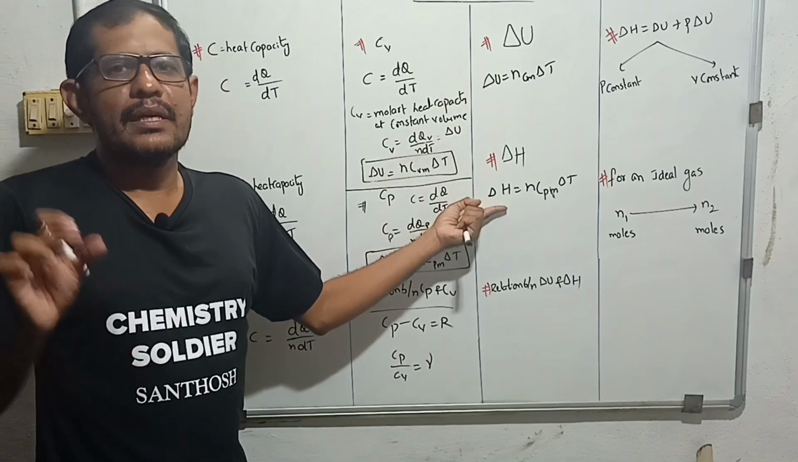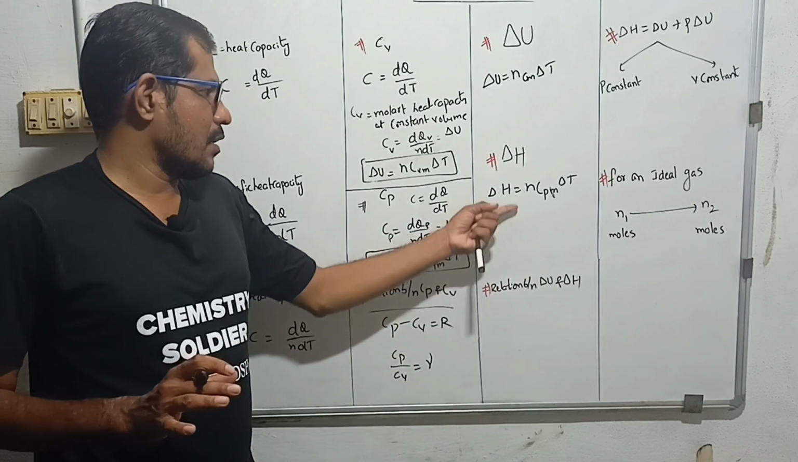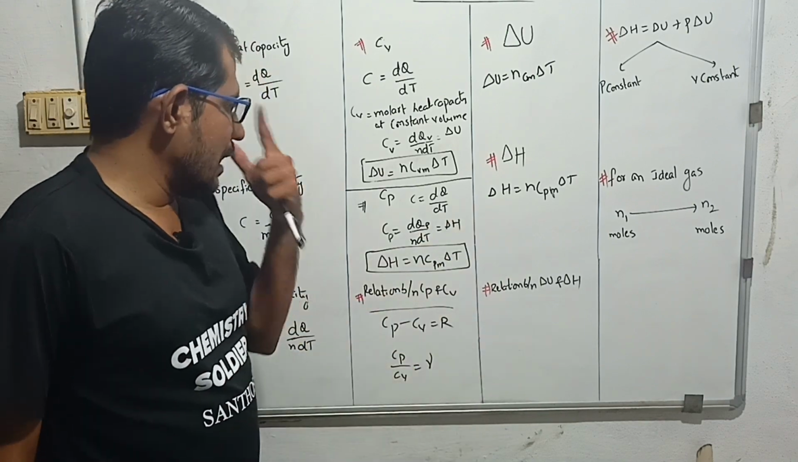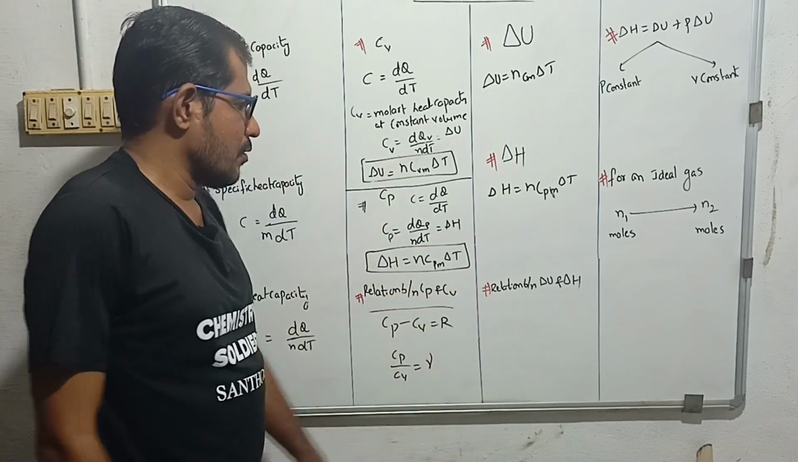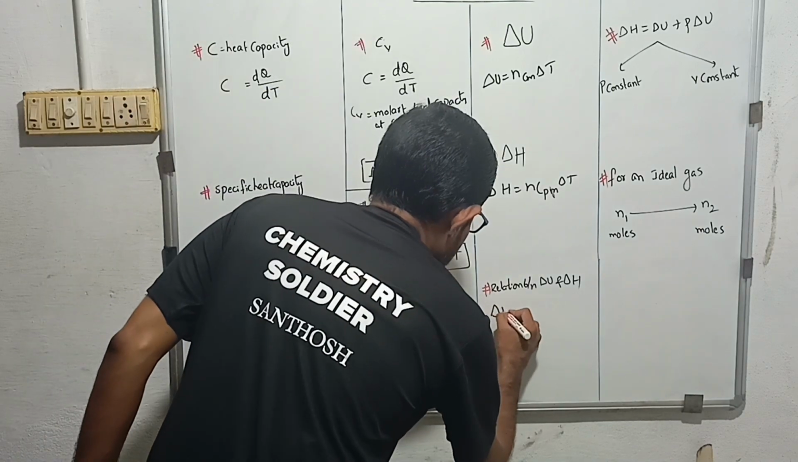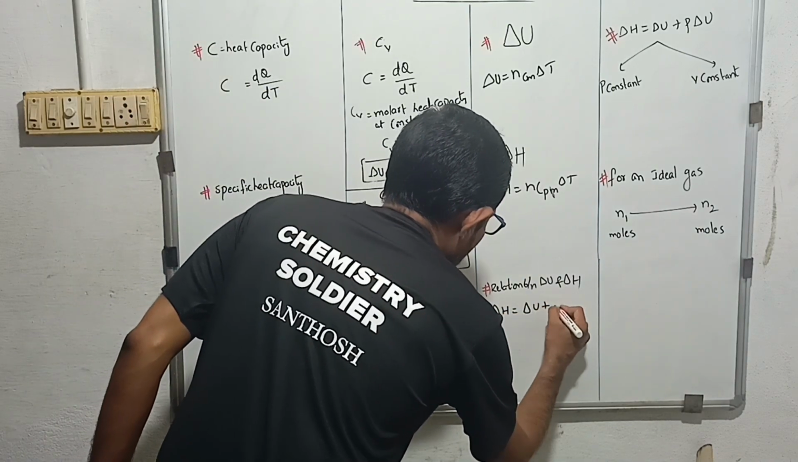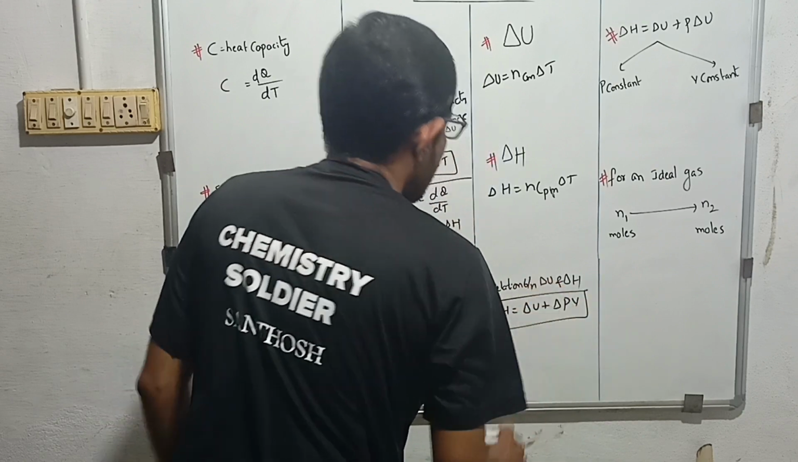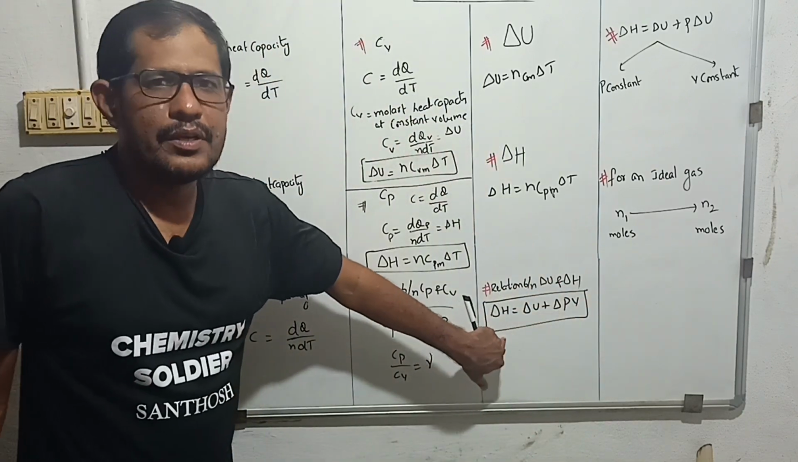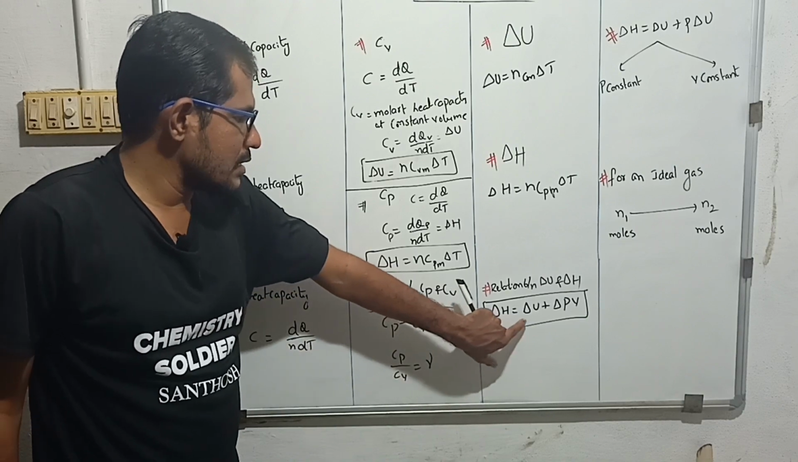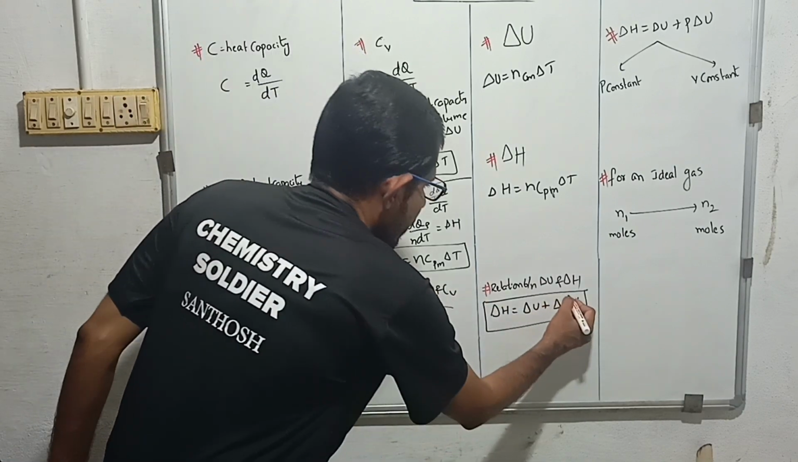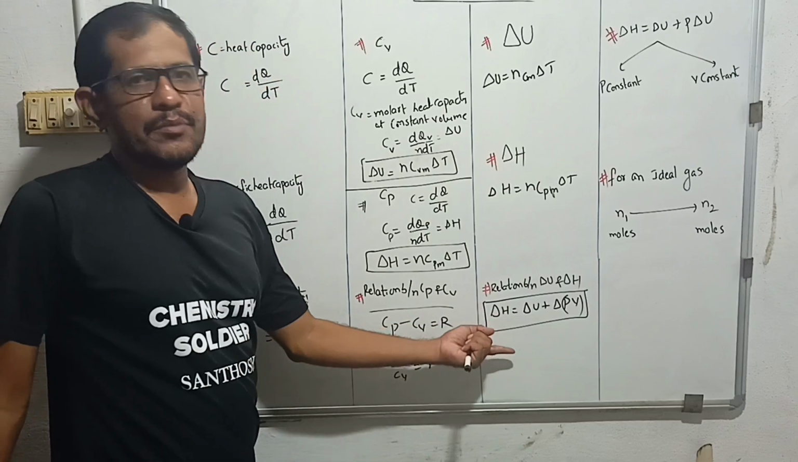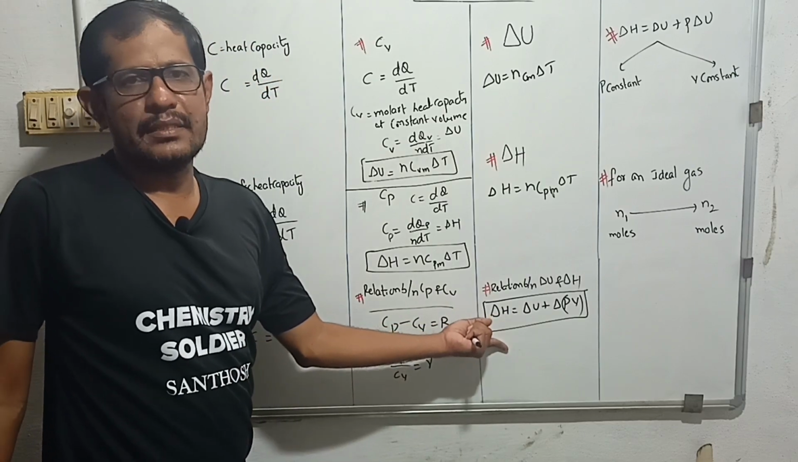Delta H equal to q at constant pressure, right? Now the relation between delta U and delta H: delta H equal to delta U plus delta PV. This is a very important relation, you need to remember it. Delta H equal to delta U plus delta PV. This is the relation between delta U and delta H, right?